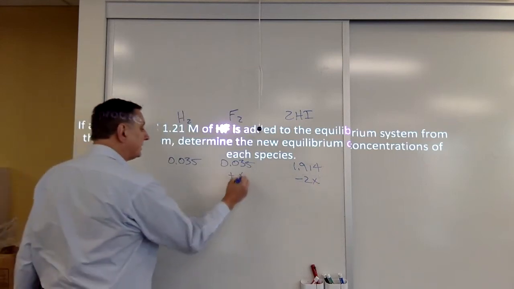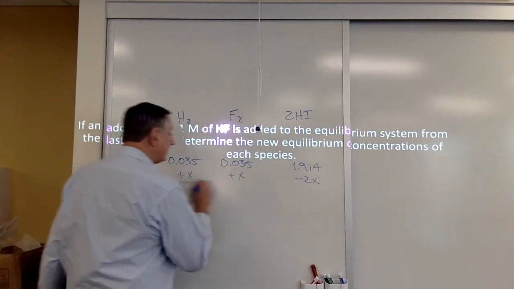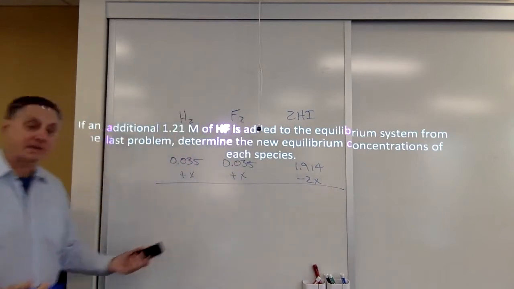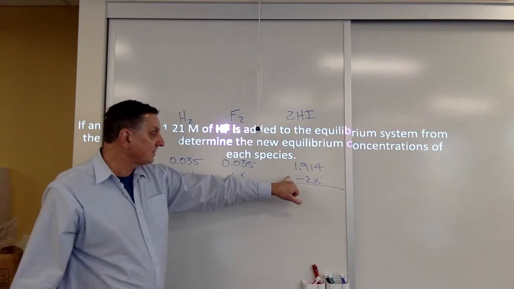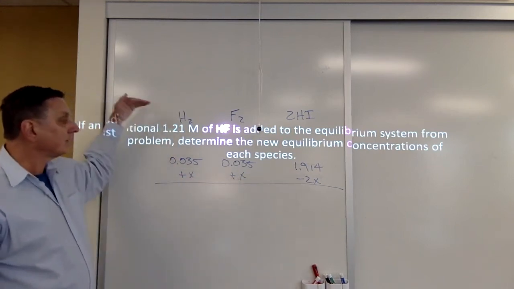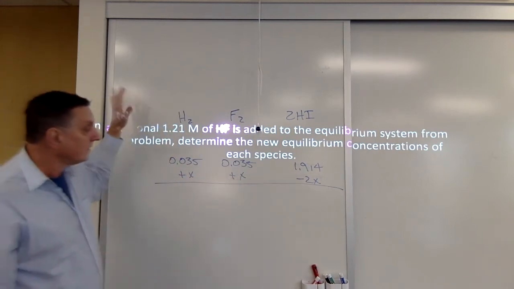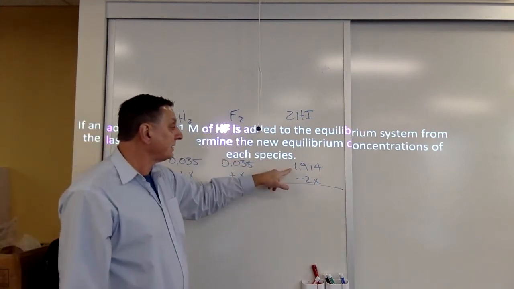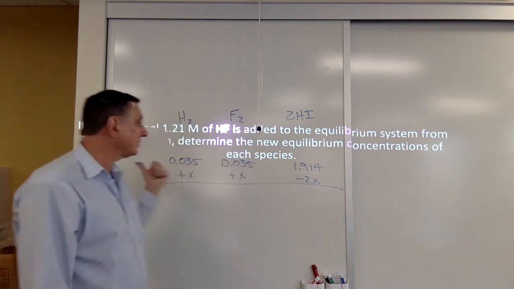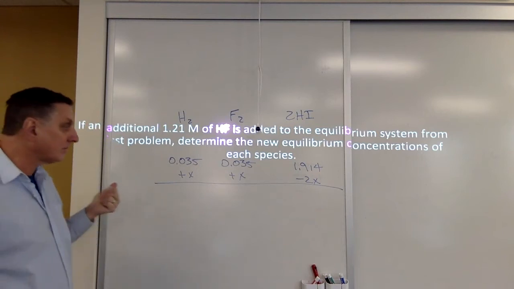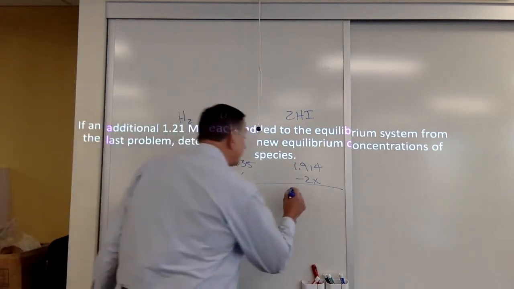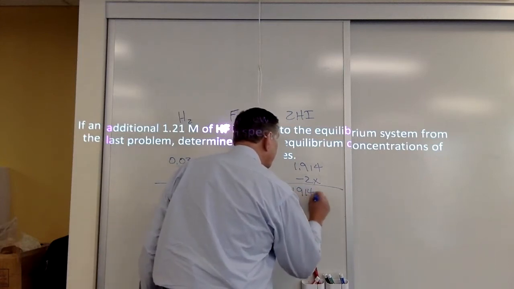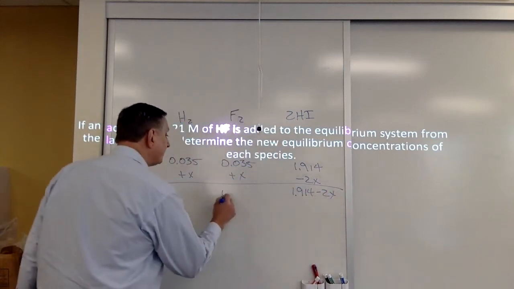Plus x and plus x. So now we just do that equilibrium problem all over again. It's pretty easy to do. This minus 2x, this and this. So the numbers that we ended up with, we now added the 1.21 to the product. We know it's forcing this to the left because it was at equilibrium with the 0.70 whatever. So now we end up having our new equilibrium conditions.